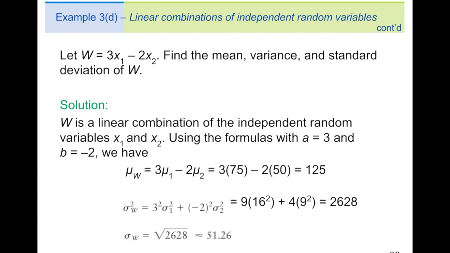And finally, let w equal 3 x sub 1 minus 2 x sub 2. Find the mean, variance, and standard deviation of w. W is a linear combination of the independent random variables x sub 1 and x sub 2 using the formulas with a equals 3 and b equals negative 2. We have, and plug and chug once again. So the difference between all those is noticing when a and b are 1, when one of them is negative 1, or when you've just got a and b being numbers other than 1 or negative 1. Plugging them in and seeing what happens.